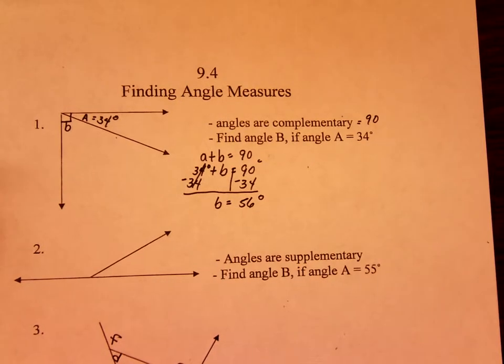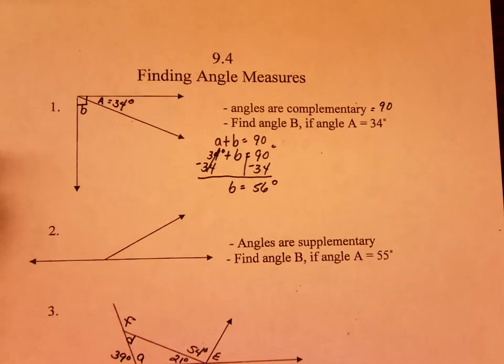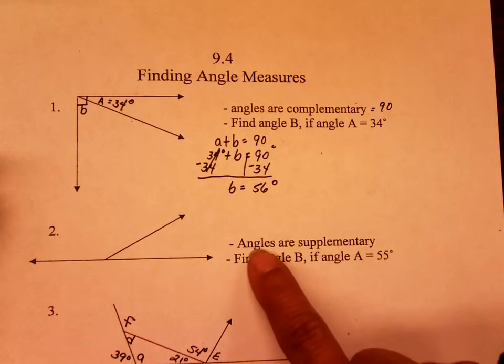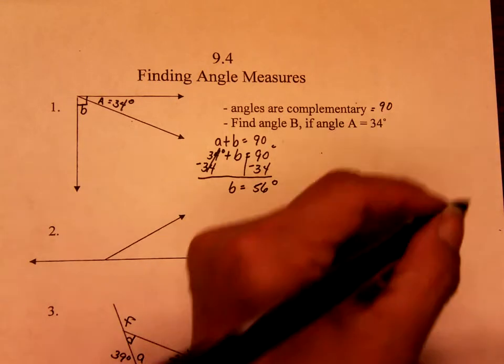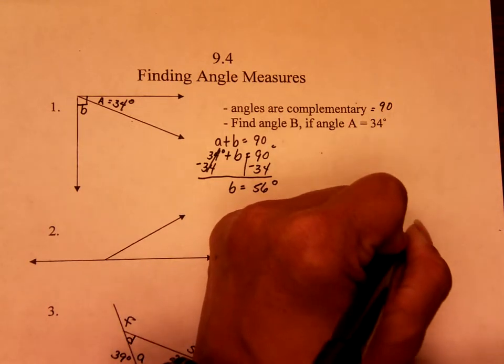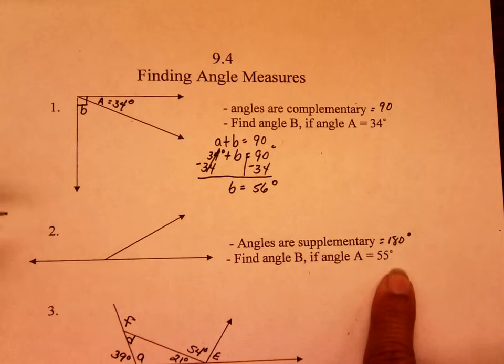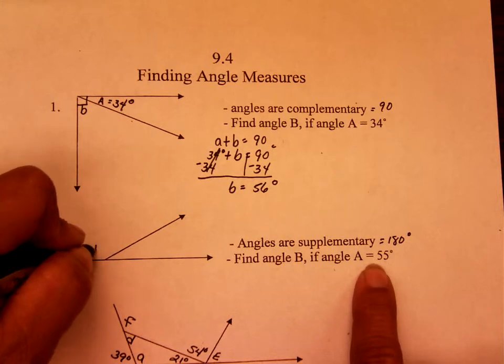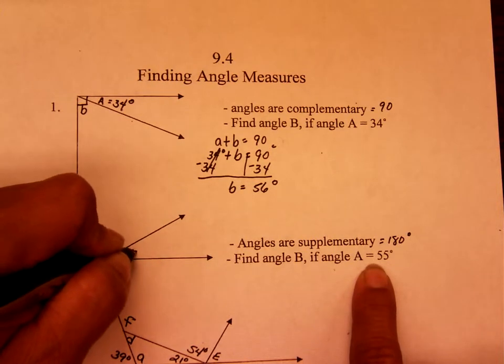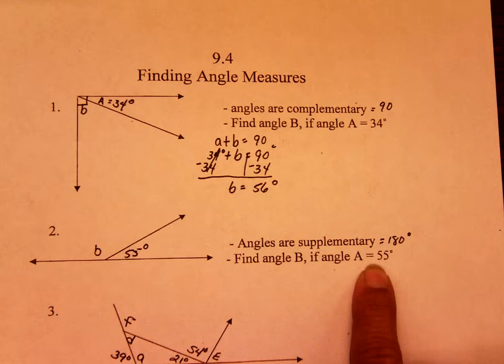Looking at number 2. Number 2 is very similar to number 1, except it says angles are supplementary. Think about it: what does the word supplementary mean? How many degrees? Well, you should have known that supplementary is equal to 180 degrees. Go ahead on your own and find out what angle B is if A is equal to 55 degrees. When you're ready, go ahead and push record.